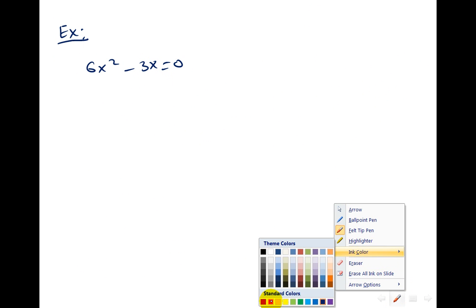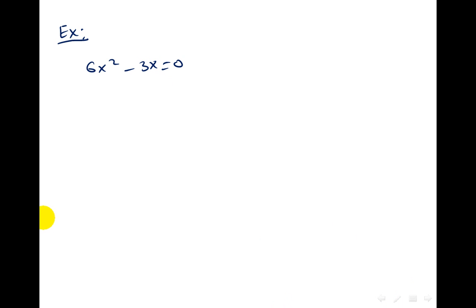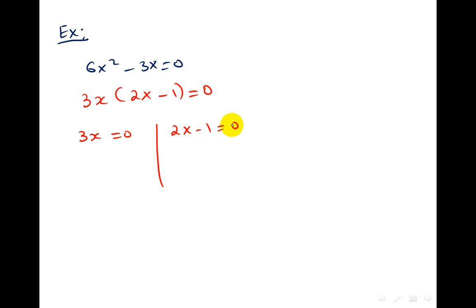Let's have another example. Here let's say that you have 6x squared minus 3x equals 0. Here you can take out the common factor, which is 3x. Here you'll be left with 2x minus 1 equals 0. Again, here you'll go to the either-or. Either 3x equals 0, or 2x minus 1 equals 0.